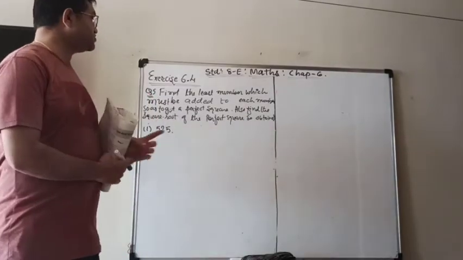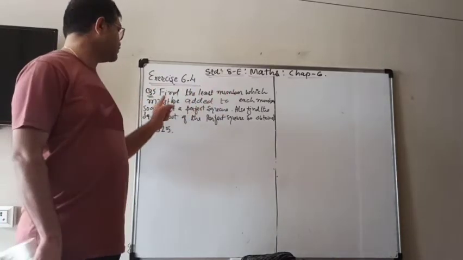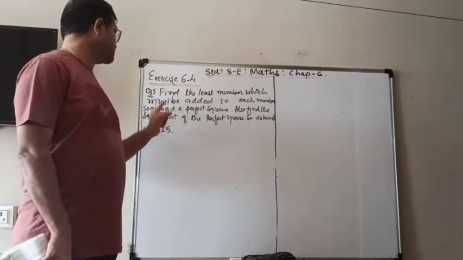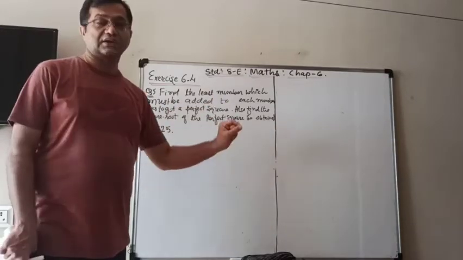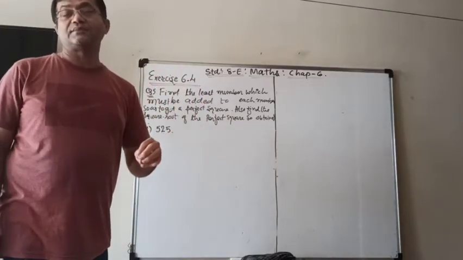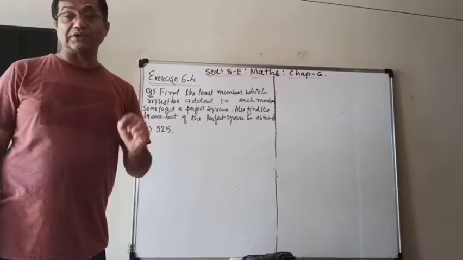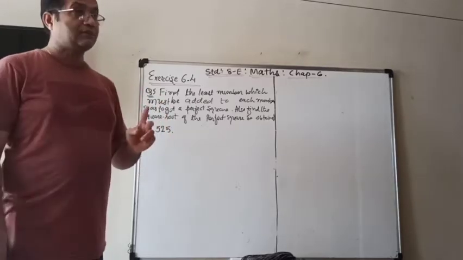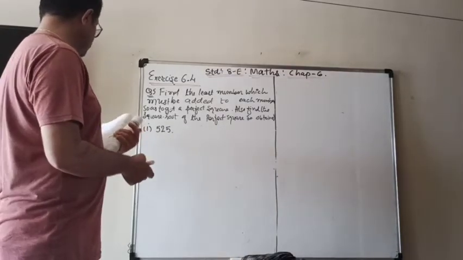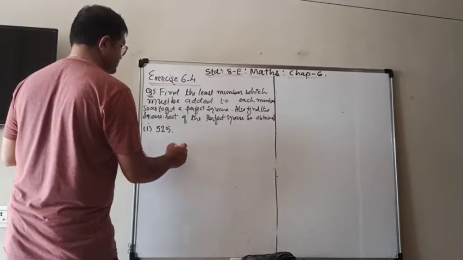Now in question number 5, find the least number which must be added to each number so as to get a perfect square. So it is the same as the previous one, but here we have to add. So there is a little difference that you have to remember. The first number is 525. So let's try to find the square root by the division method.